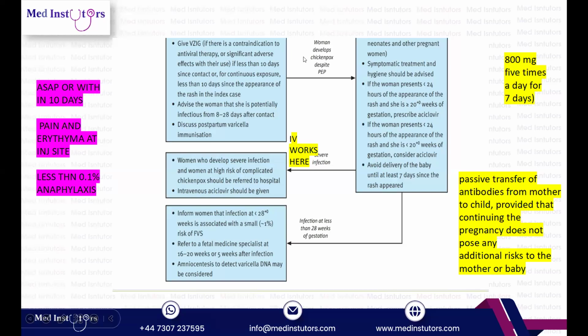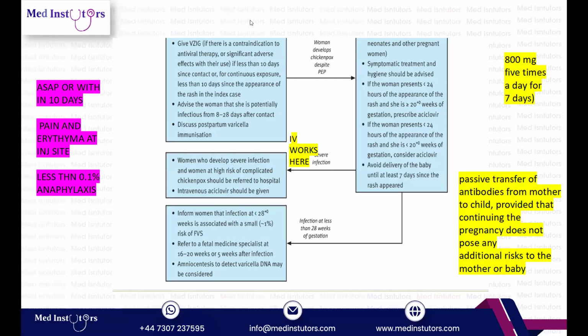Here another line comes: even women can develop chickenpox despite post-exposure prophylaxis. That is why we have to inform her that once she gets a rash, she should inform her GP and avoid contact with susceptible people. We will tell her about hygiene. And then, according to the gestational age and the period of appearance of her rashes, we'll prescribe her acyclovir.